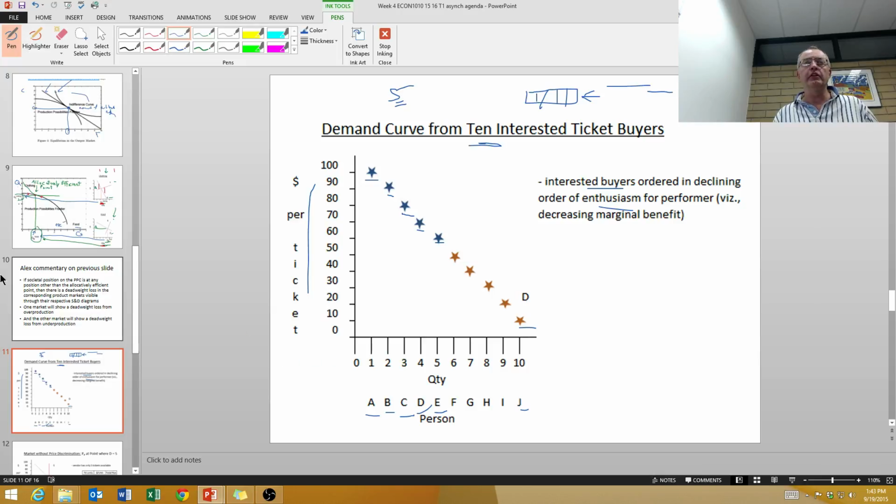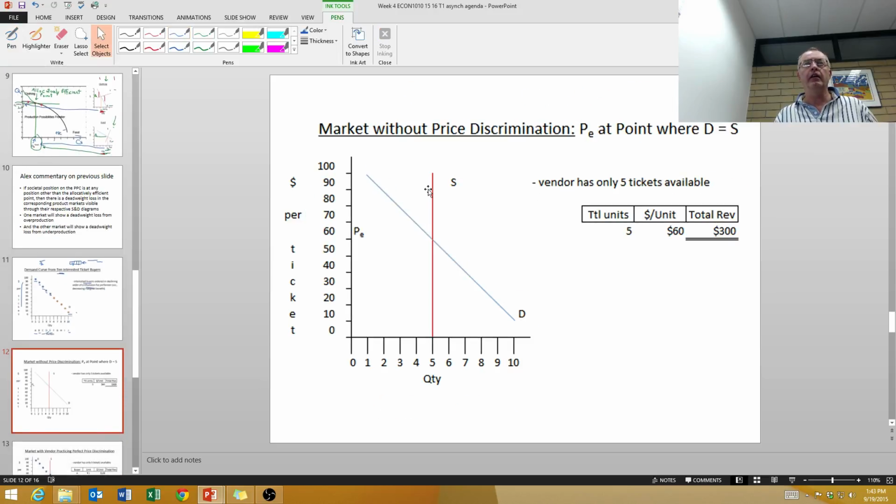Okay, so this effectively is our demand curve for these tickets. And then we know from the last chapter, when we calculate the total revenue in a market, it's simply price times quantity.